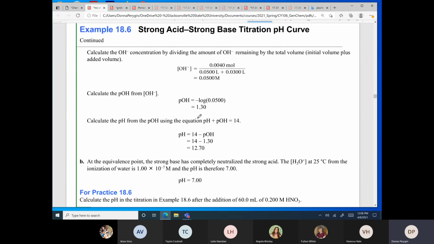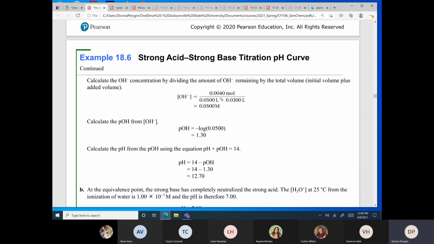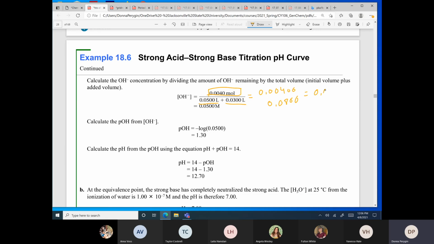Okay, so we know that we had 0.0040 moles of hydroxide, and we have the total solution volume of 0.0500 liters plus 0.0300 liters, which is equal to 0.08 liters. So 0.004 over 0.08 is going to give me 0.0500 molar for my hydroxide ion concentration.